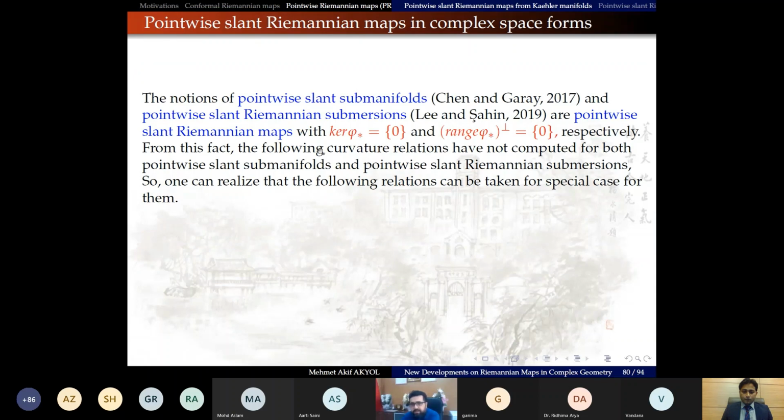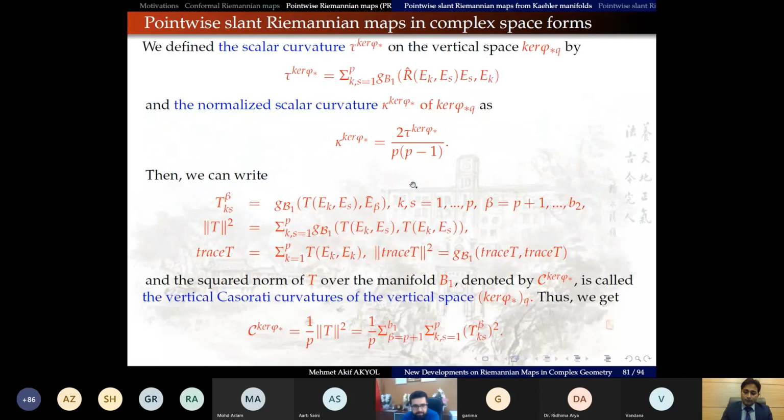We know that if you take the vertical distribution equal to zero, you will get point-wise Solanus submanifolds. If the part of the range of the map equals zero, you will get point-wise Solanus Riemannian submersion. So this notion is a generalization of them, but from this fact, the following curvature relations haven't been computed for both point-wise Solanus submanifolds and point-wise Solanus Riemannian submersion. And the scalar curvature of vertical space, the normalized scalar curvature of vertical space, and the vertical Casorati curvature is given by this equation.